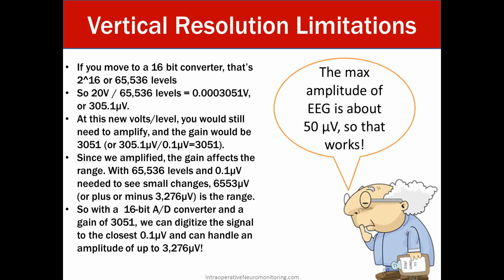So with a 16-bit AD converter and a gain of 3,051, we can digitize the signal to the closest 0.1 microvolt and can handle an amplitude of up to 3,276. So it works.